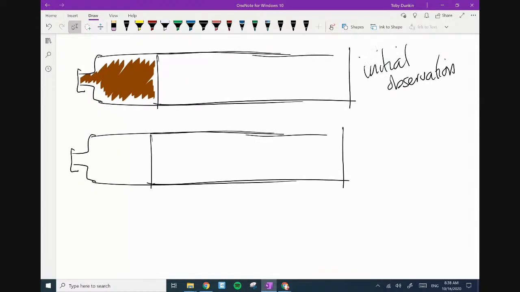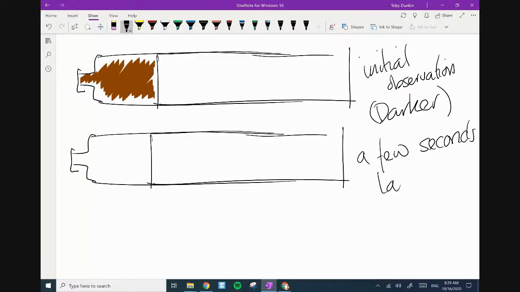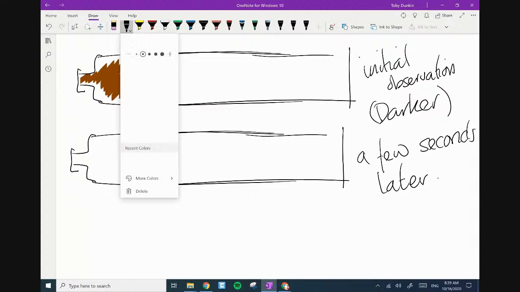But then, moments later, the initial observation is darker. This is because you've got the same amount of dark brown gas in a smaller area. Concentration increases. Pressure increases. It gets darker. A few seconds later, you get a second observation, and that is that it becomes paler.